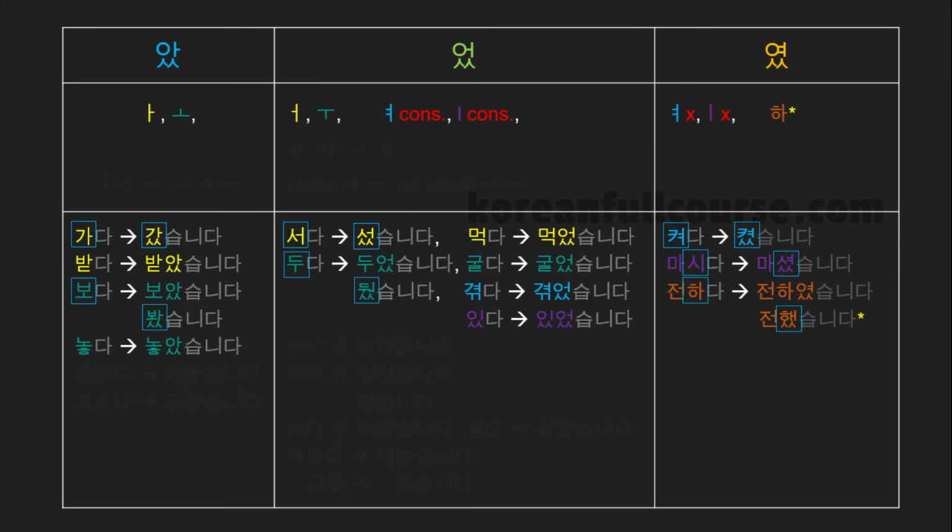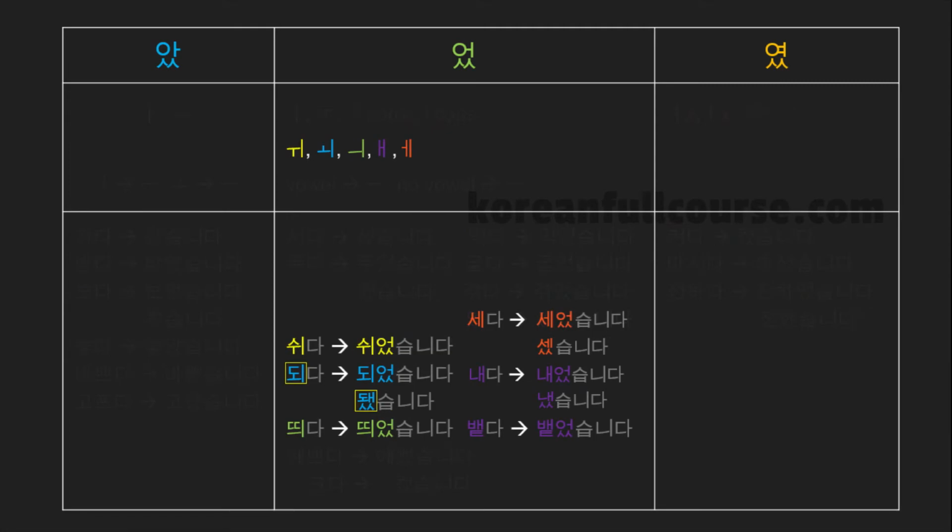But if a stem ends with a vowel, then something happens to this vowel when followed by one of these three suffixes. It either disappears, like in the examples 가다, 갔습니다, 서다, 섰습니다, 켜다, 켰습니다, 마시다, 마셨습니다. Or it forms a double vowel together with the following vowel, which is a part of the suffix. For example, 보다, 봤습니다, 두다, 두었습니다. Or it's just replaced by a completely different vowel. 전하다, 전했습니다.